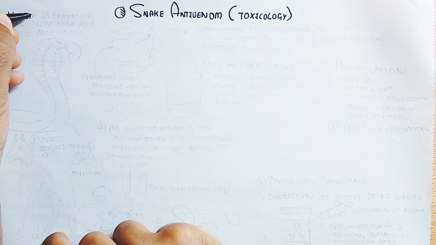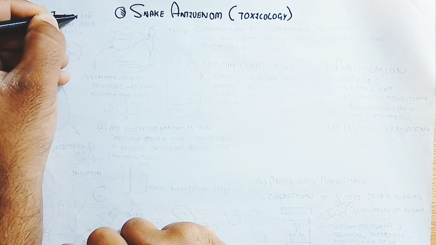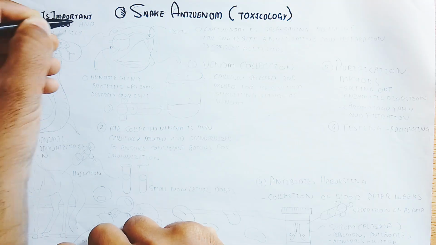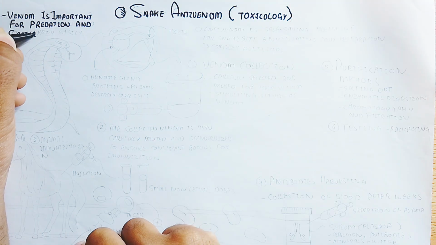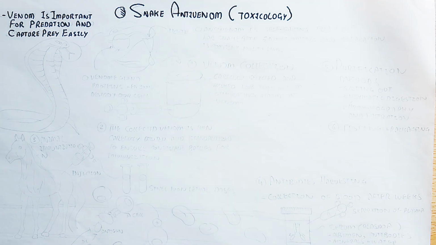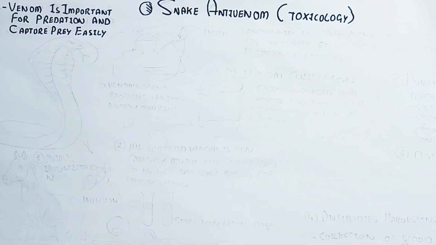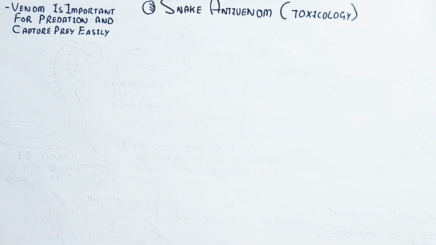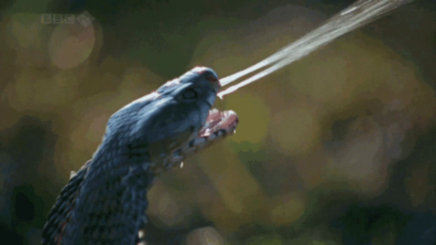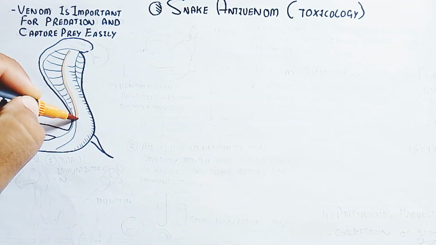Venom is important for predation and for capturing prey easily. The snake will bite the prey to capture it easily and kill it easily, to digest it and for a lot more things, because the venom contains enzymes, so digestion is possible. The snake will release the venom through its teeth.